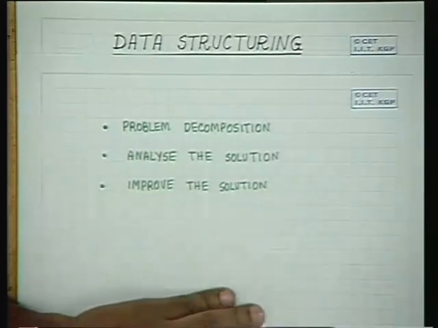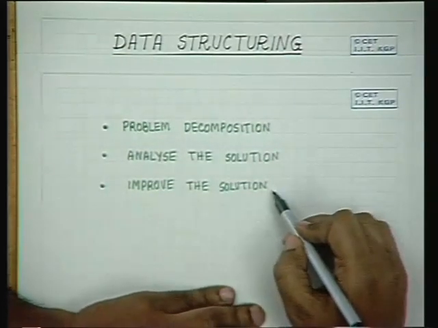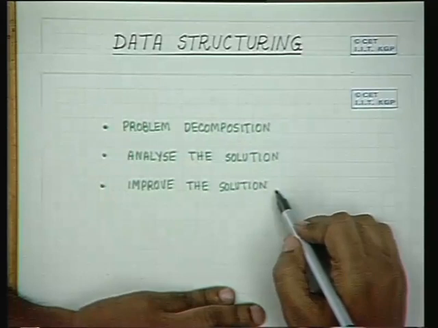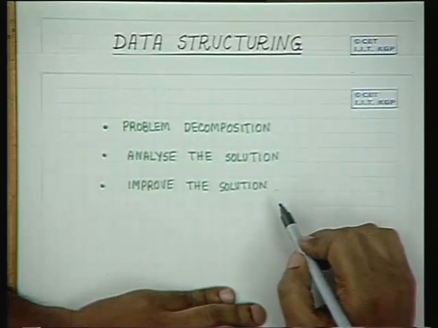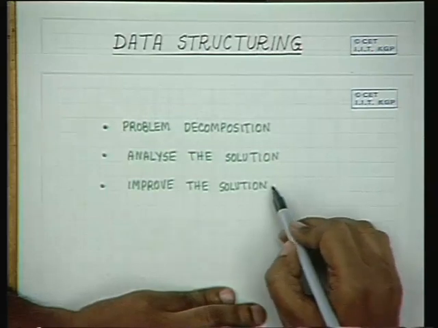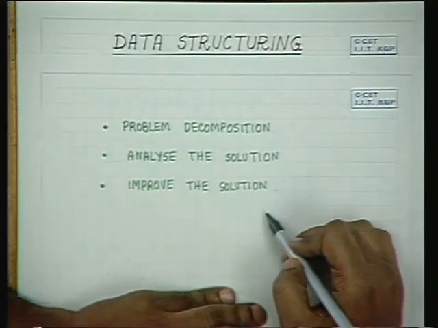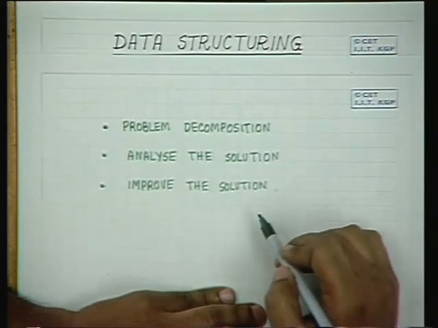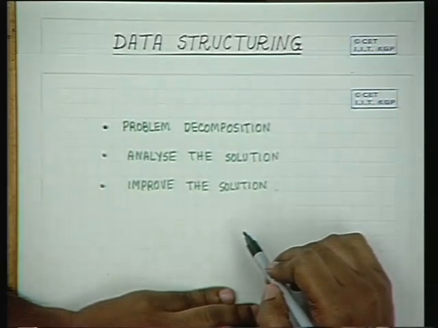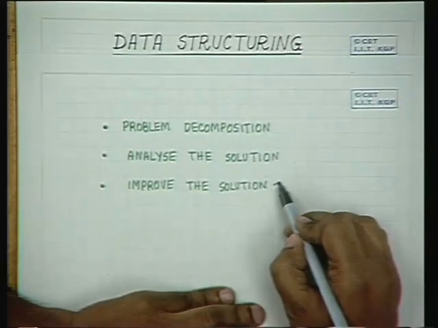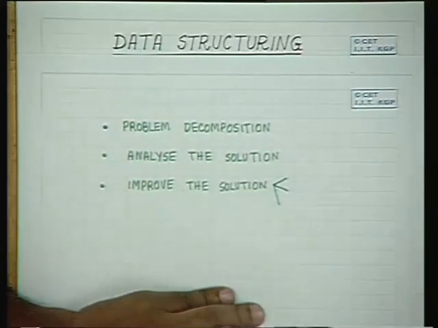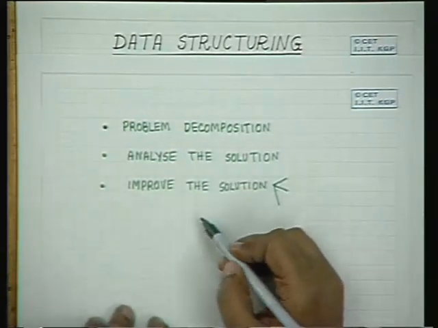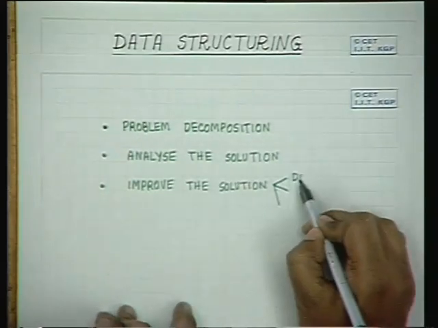For example, in our analysis of the merge sort algorithm, we saw that if we split it in the middle, we will get a better algorithm than if we split it in other ways. There are various other aspects of how to improve a solution, one of which is organization of data. So before studying the techniques of various ways in which we can improve a solution, we will also have to study, one of them is data structuring.